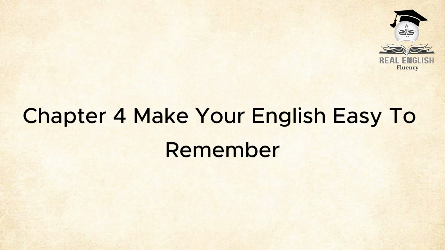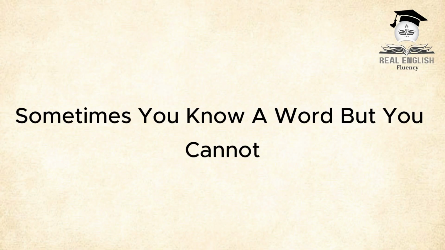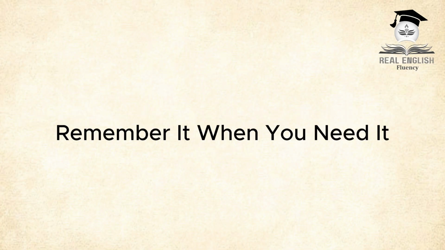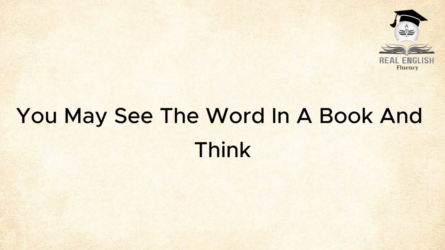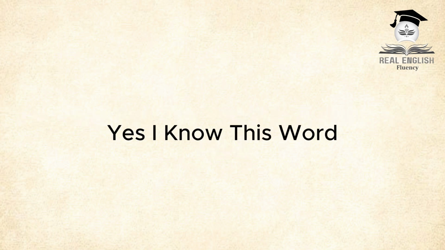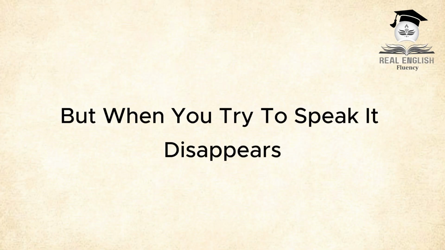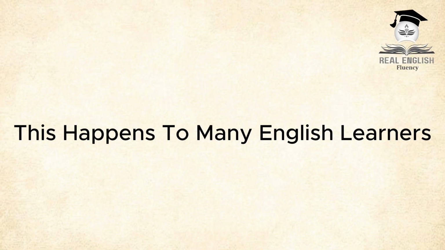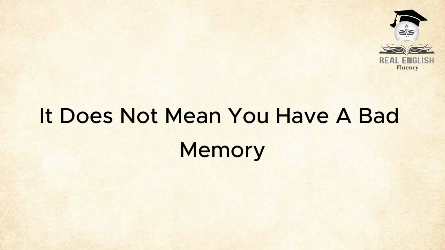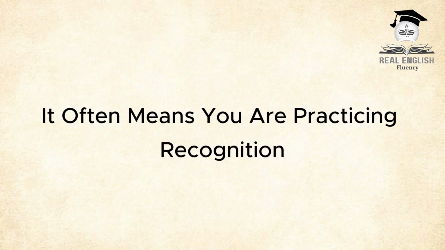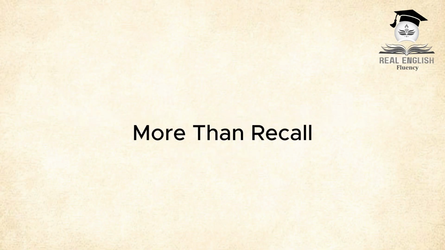Chapter 4. Make your English easy to remember. Sometimes you know a word, but you cannot remember it when you need it. You may see the word in a book and think, yes, I know this word. But when you try to speak, it disappears. This happens to many English learners. It does not mean you have a bad memory. It often means you are practicing recognition more than recall.